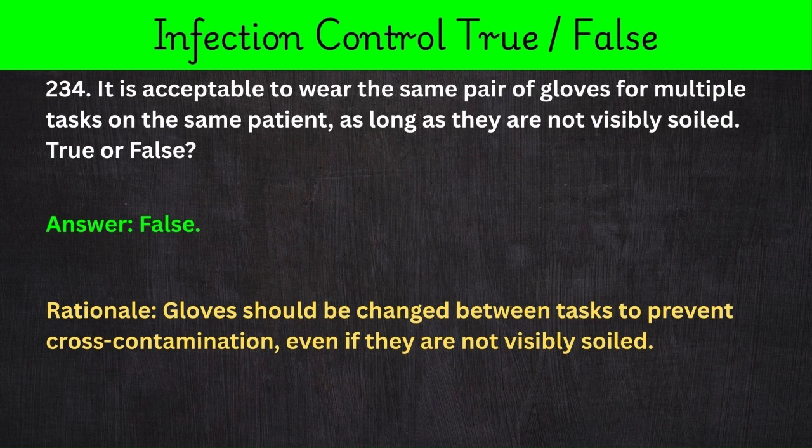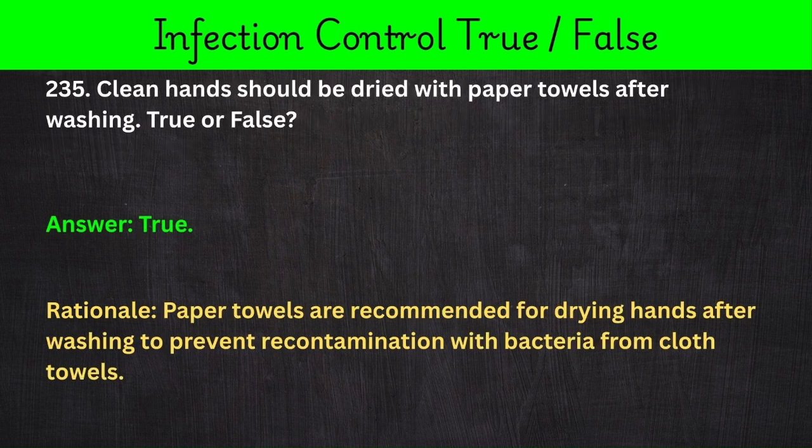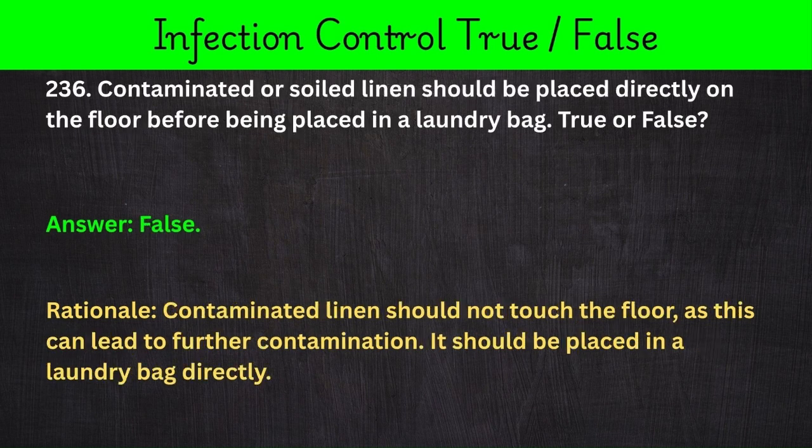True or false? Answer: false. Rationale: gloves should be changed between tasks to prevent cross-contamination, even if they are not visibly soiled. 235. Clean hands should be dried with paper towels after washing. True or false? Answer: true. Rationale: paper towels are recommended for drying hands after washing to prevent recontamination with bacteria from cloth towels.